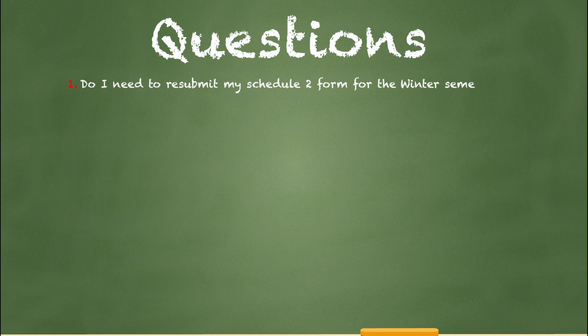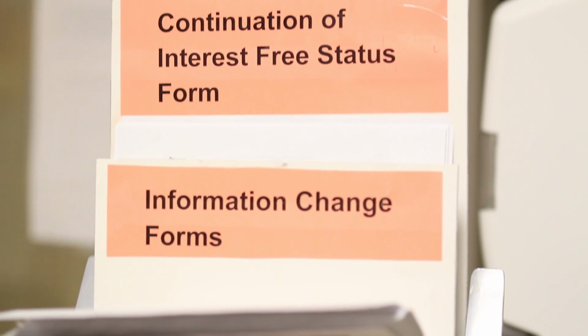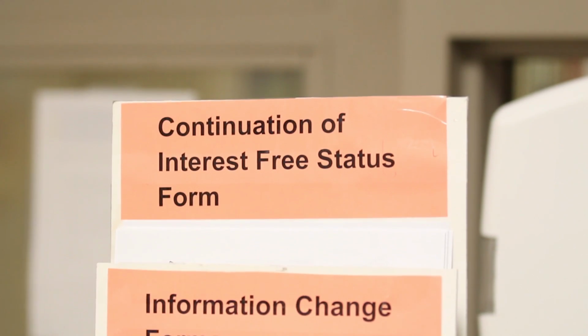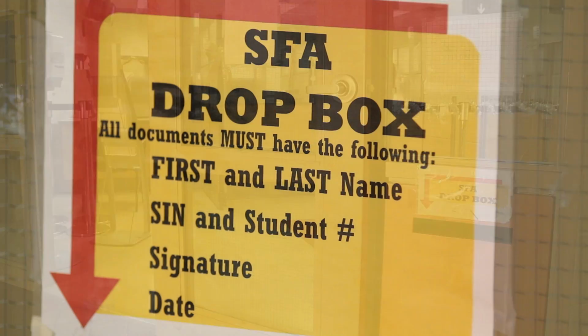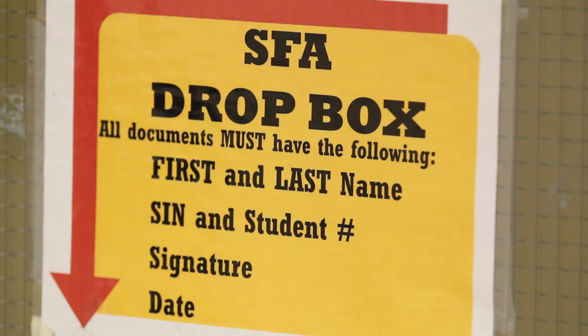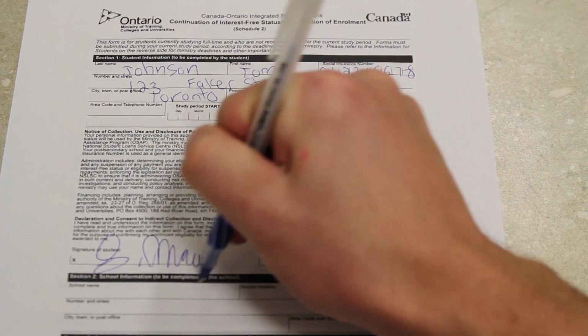Do I need to resubmit my Schedule 2 form for the winter semester? Students who are taking a 60% course load, which is 3 billing units or more, and are not receiving OSAP would want to resubmit their continuation of interest-free status form into our office. For some students, if they have already submitted their form for the fall, it may have already been processed for the fall and winter semester.